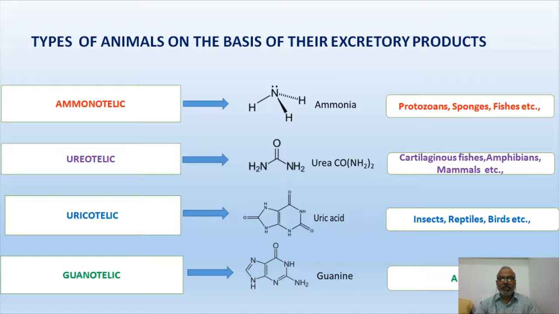They are called guanotelic. Okay friends, based on the excretory products, animals are broadly categorized into ammonotelic animals, example protozoans, sponges and fishes; ureotelic animals, example cartilaginous fishes. Cartilaginous fishes store urea in their body fluid for bringing equilibrium to their body concentration with the salt concentration outside in seawater. So ureotelic animals, example cartilaginous fishes, amphibians, mammals. Uricotelic, example insects, reptiles, birds. Guanotelic, arachnids.